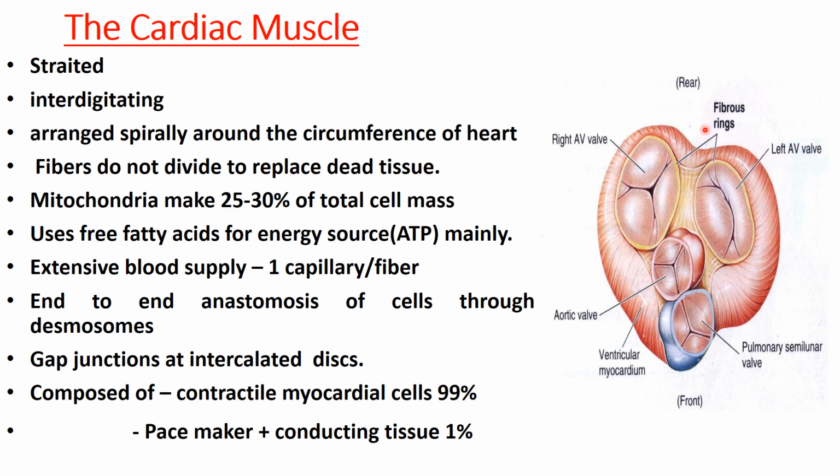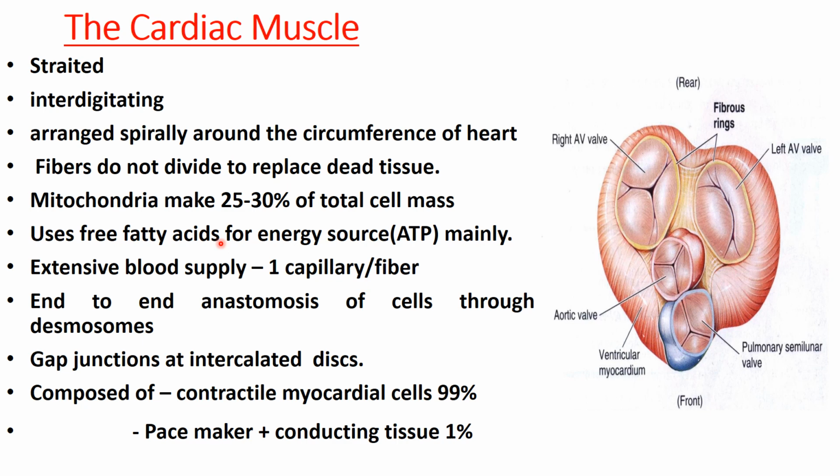Okay, let's enumerate the properties of the cardiac muscle. The muscle is striated like the skeletal one. The muscle fibers are interdigitating with each other. It is arranged spirally around the circumference of the heart as you see here. This is a spiral arrangement. The cardiac muscle fibers, once dead, are not replaced.